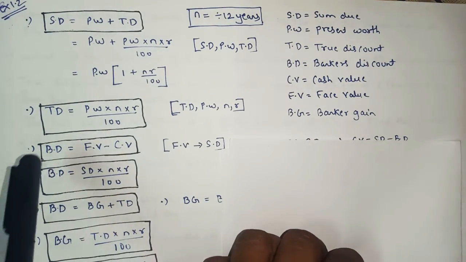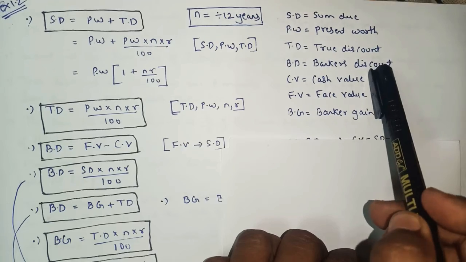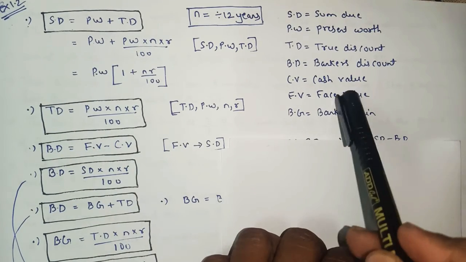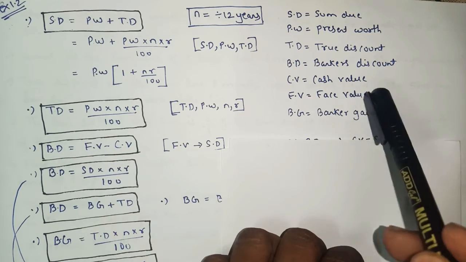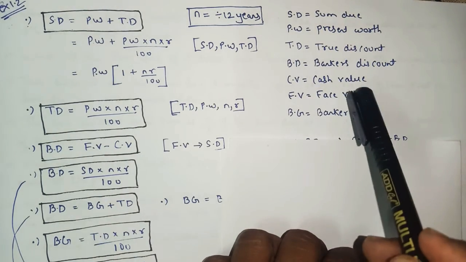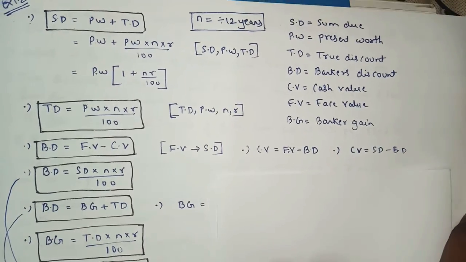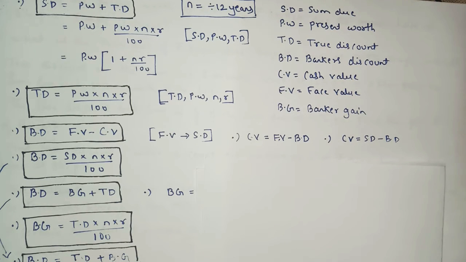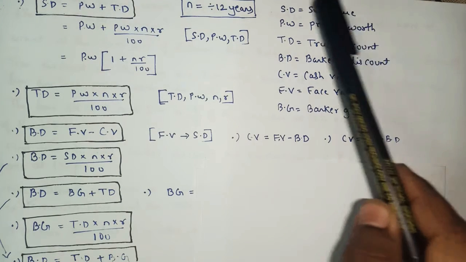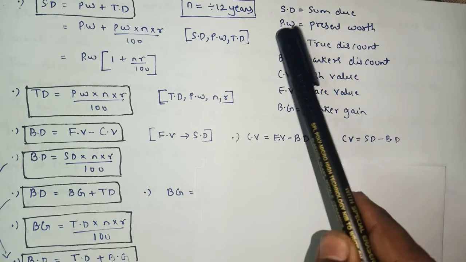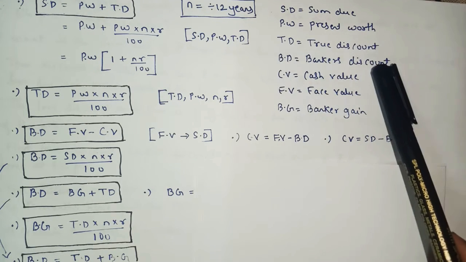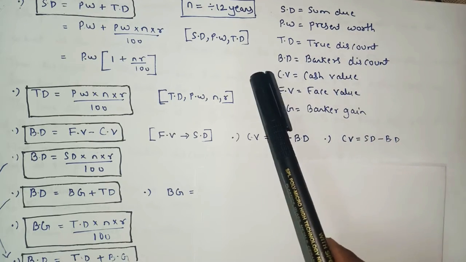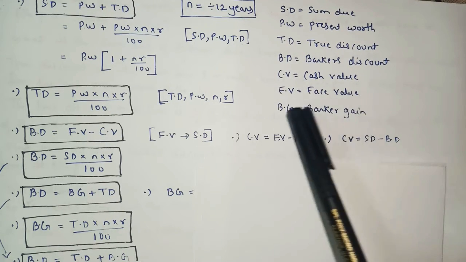BD is banker discount. CV is cash value. FV is face value. BG is banker gain. This much only is there in the exercise: sum due, present worth, true discount, banker discount, cash value, face value, and banker gain. So remember, sum due is SD, present worth is PW, true discount is TD, banker discount is BD, cash value is CV, face value is FV, and banker gain is BG.